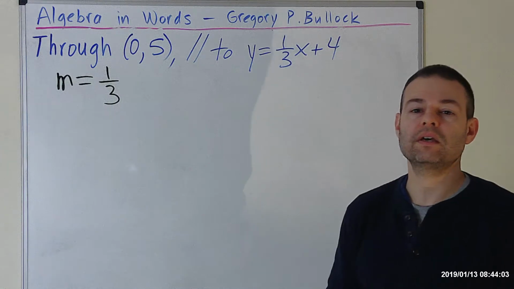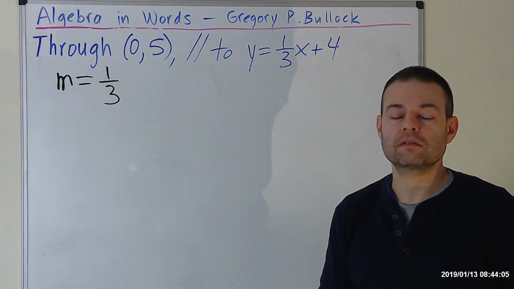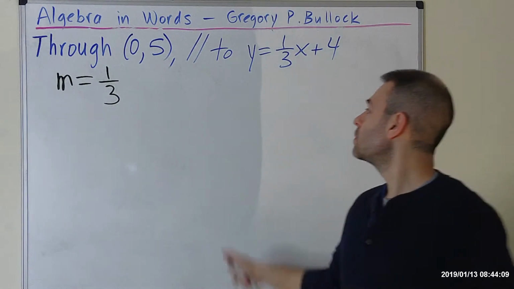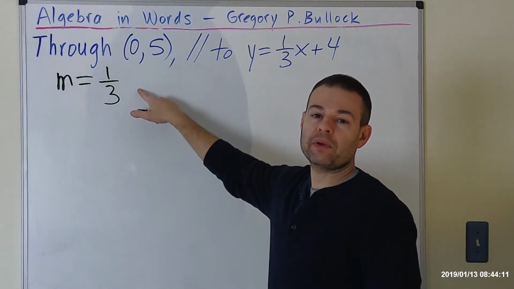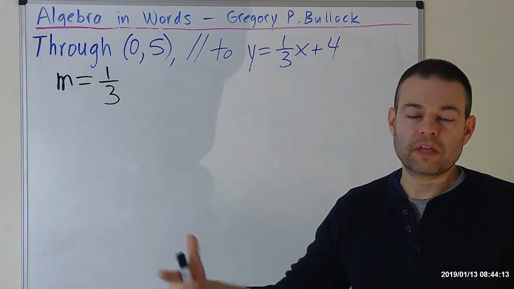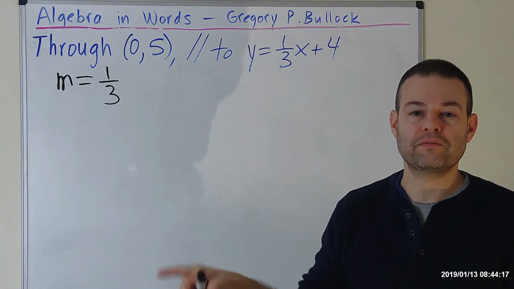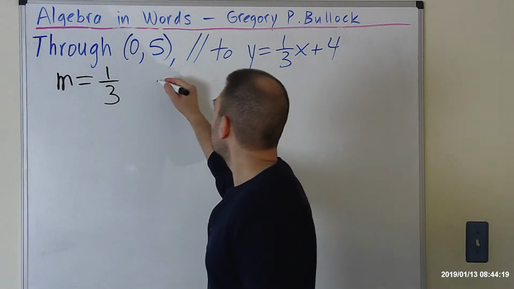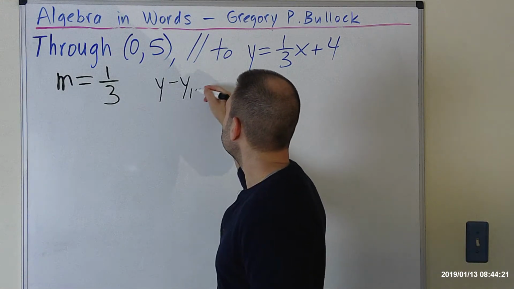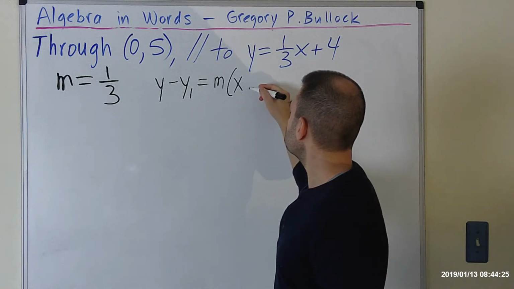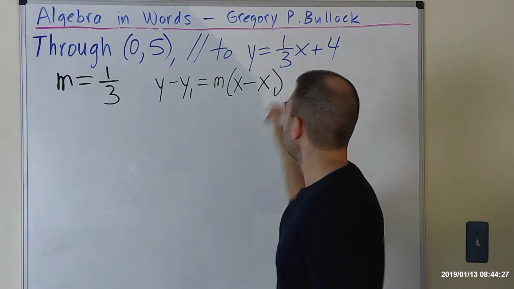Alright, the next thing is, for a problem like this, think about this a second. You have a point, and now we have a slope. That should tell you to use the point-slope formula. I'm just going to write that formula right here. y minus y1 is equal to m times the quantity x minus x1.